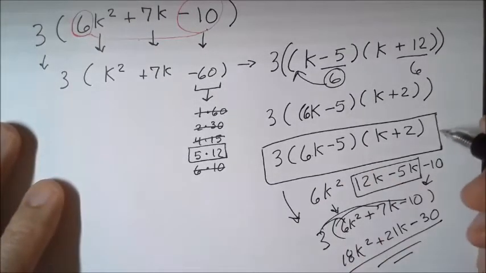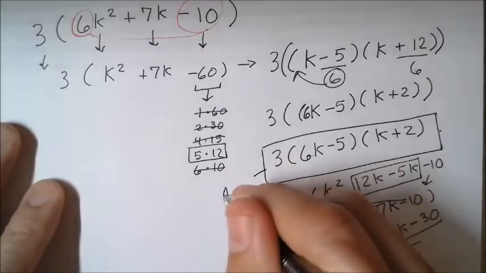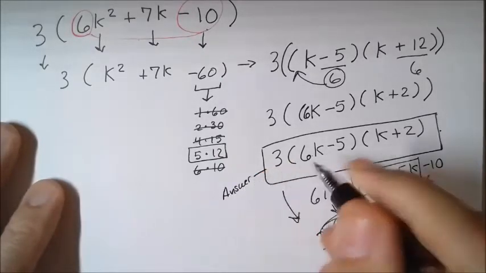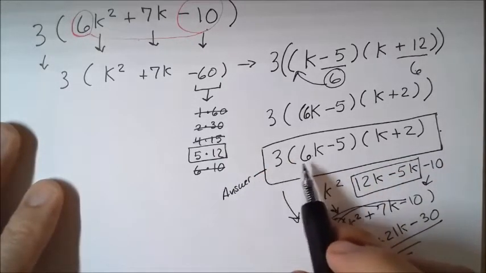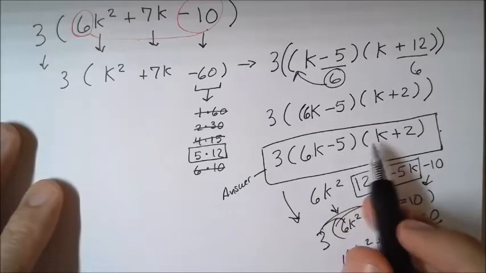Our final answer is right here. So I'm going to put a little arrow, a little line. That's my answer right there. So 3 times 6k minus 5 times k plus 2.